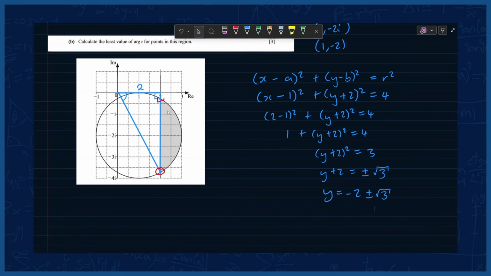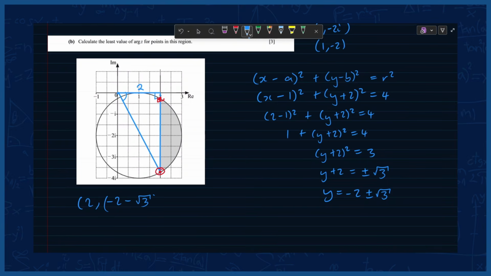And here I want you to notice that there's actually 2 points that have an x value of 2. So there's this point up here, and then there's this point we're interested in. So we know that the point we're interested in has a smaller y value or a more negative y value. So for our point, it should be negative 2, negative root 3. So the coordinates of our point there should be, what was the x value? We know the x value or the real value is 2. And then it's going to have negative 2, negative root 3.